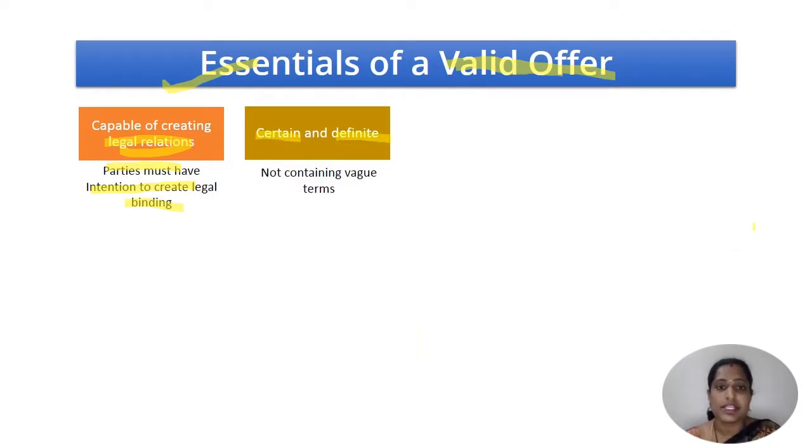Next, the offer should be certain and definite. Obviously, that means there should not be any vague terms. Whatever offer we are giving or the proposal we are making has to be very clear and definite. Whether it is a specific offer or a general offer, it should be very certain and definite, that is, it should be clear. What conditions we put, what the terms and conditions are, what offer we are making, it must be clear and particular. It should not be vague.